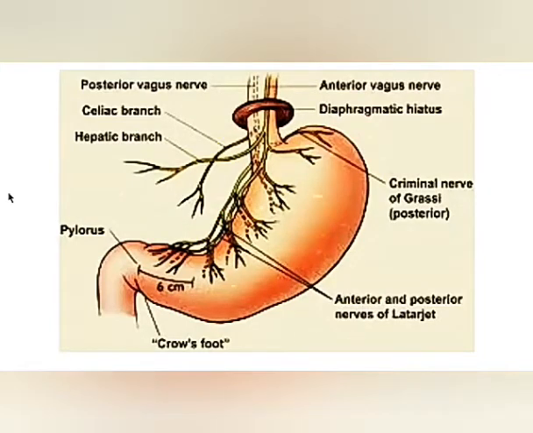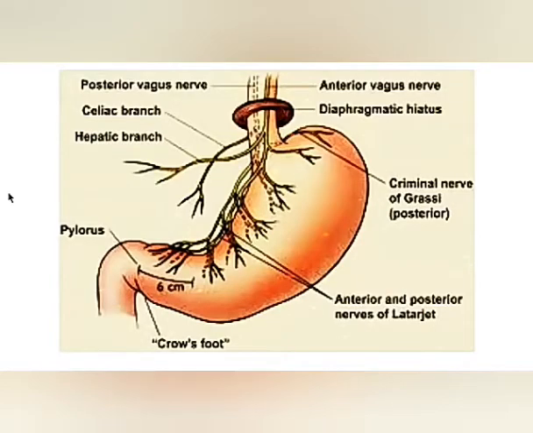We are mainly concerned with the vagus nerve and its innervation to the stomach, because most of the acid secretion is regulated by the parasympathetic system and the vagus nerve. Now, you see there are two vagus nerves there, the right vagus and the left vagus, but here it is written anterior vagus and posterior vagus.